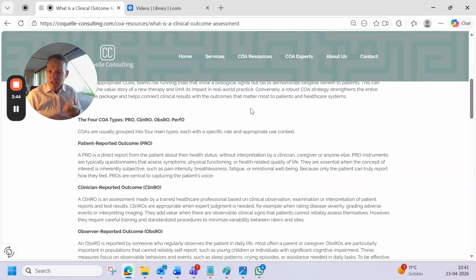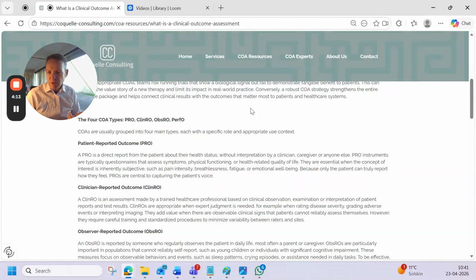PRO instruments are typically questionnaires that assess symptoms, physical functioning, or health-related quality of life. They are essential when the concept of interest is inherently subjective, such as pain intensity, breathlessness, fatigue, or emotional well-being. Because only the patient can truly report how they feel, PROs are central to capturing the patient's voice.